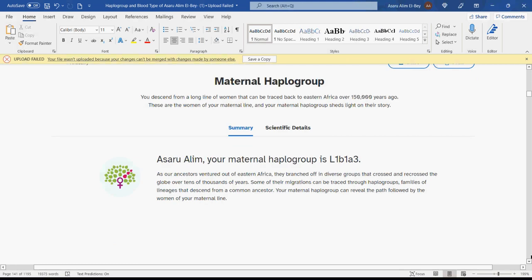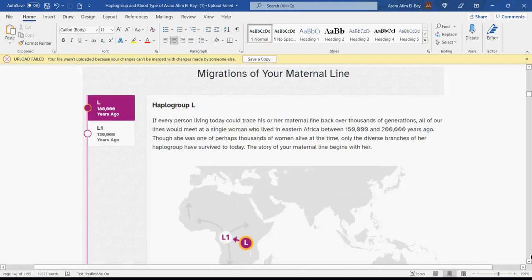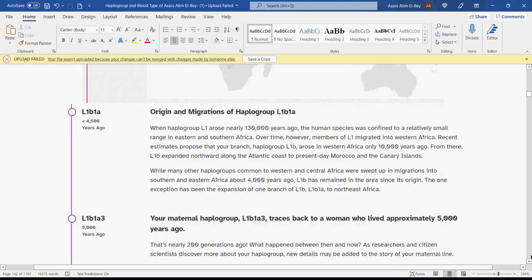As our ancestors ventured out in Eastern Africa, they branched off into diverse groups that crossed and recrossed the globe, allegedly. We don't say globe, we say world. Over tens of thousands of years, some of these migrations can be traced through haplogroups, families, and lineages that descend from a common ancestor. Your mitochondrial haplogroup or your maternal haplogroup can reveal the path followed by the women of your maternal line. All right? So, it goes back to Eastern Africa between 150,000 to 200,000 years ago. Okay?